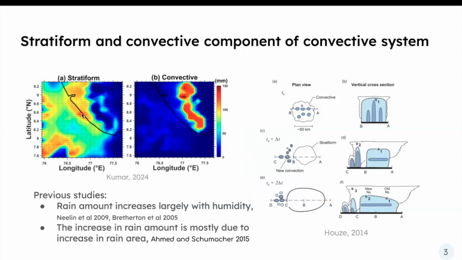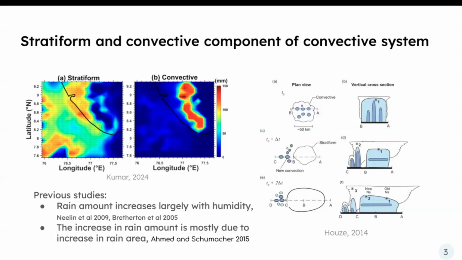So all of this being said, rain amount has a large dependency on the humidity that you have available in your atmosphere. So if you have more water vapor, you could rain more. But more importantly, there is this large increase of rain with the humidity that is available, but that seems to be very much related to the amount of rain area that you have available. So the main contributor to increasing the rain is not the intensity, it's the rain area.